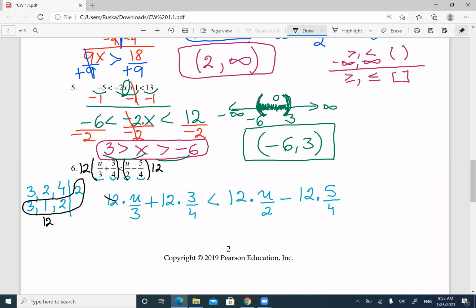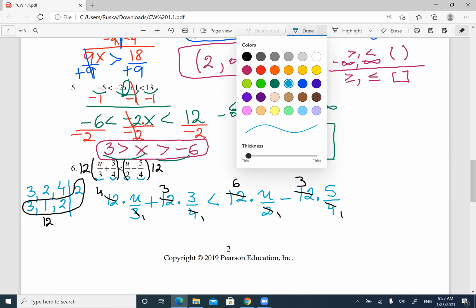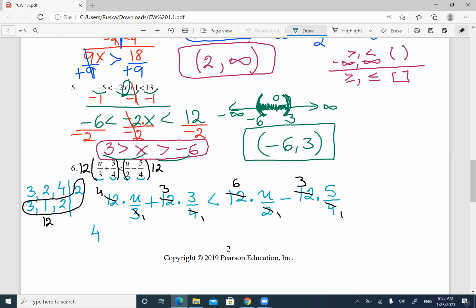So 12 divided by 3 is going to give me 4, right? 12 divided by 4 is going to give me 3. 12 divided by 2 is 6. 12 divided by 4 is 3. And then you're going to multiply what is left. So 4 times u is 4u. Plus, we have 3 times 3 is 9. Less than 6 times u is 6u. Minus 3 times 5 is 15. And from here, we don't have fractions anymore.